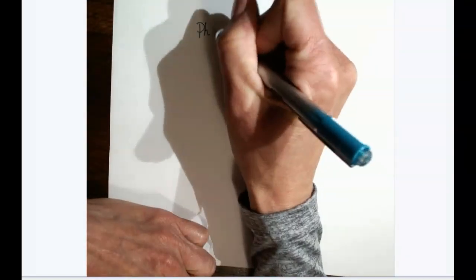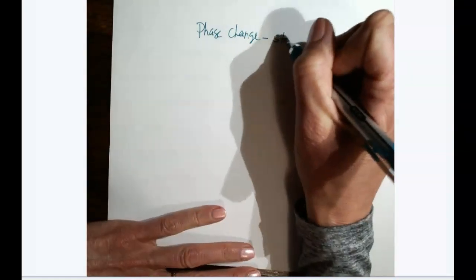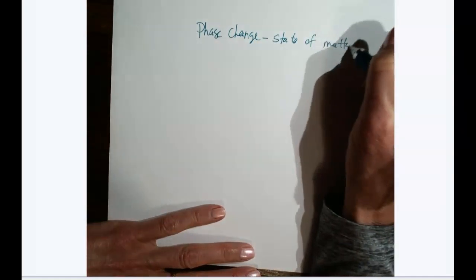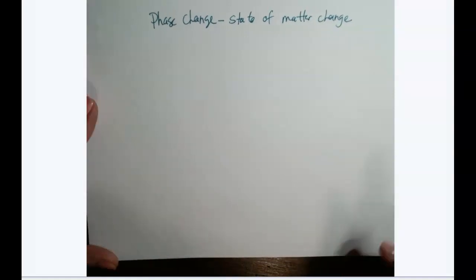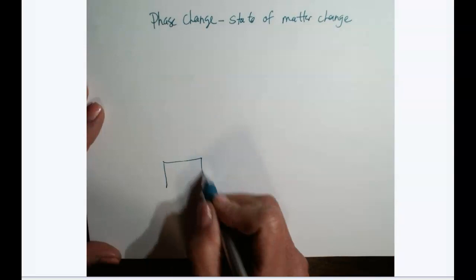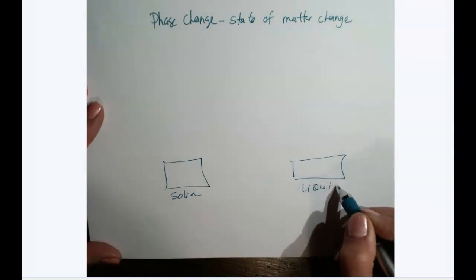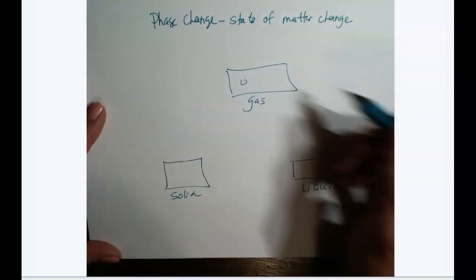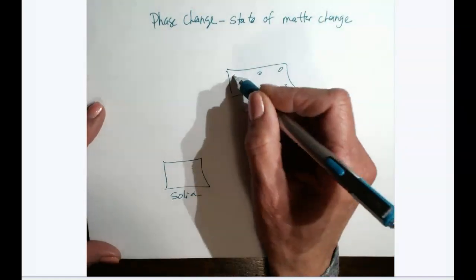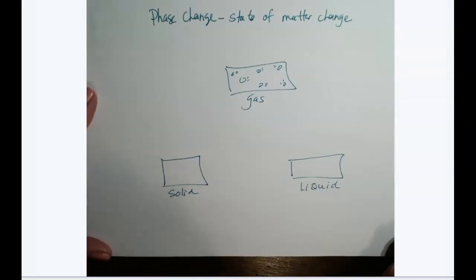So a phase change is also known as a state of matter change. See if I can get this all on one sheet of paper. Okay, so I'm going to start down here, and I am going to make myself a solid. I'm going to make myself a liquid, and I'm going to put a gas up here. I'm going to make my particles of the gas very far apart. I'm going to put these little things so it looks like they're going super fast.